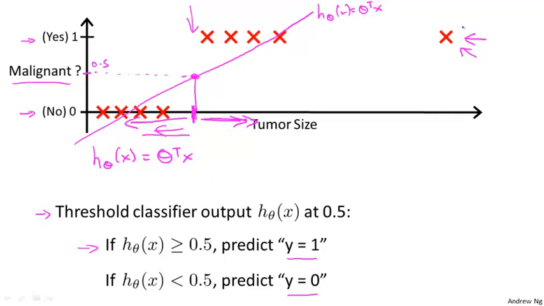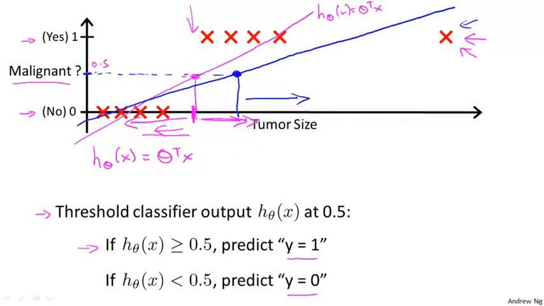But once we've added that extra example out here, if you now run linear regression, you will instead get a straight line fit to the data that might maybe look like this. And if you now threshold this hypothesis at 0.5, you end up with a threshold around here, so that everything to the right of this point you predict as positive, and everything to the left of that point you predict as negative.